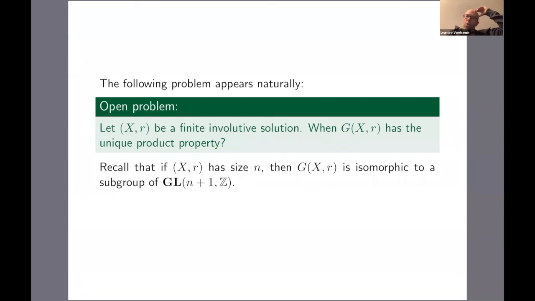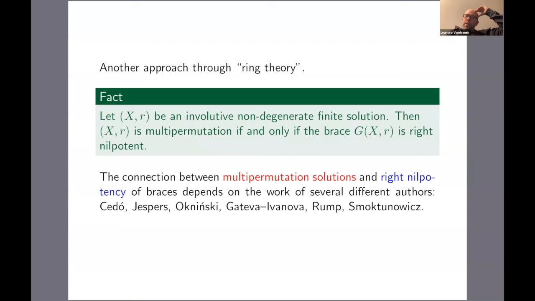Very good. So this thing of having multi-permutation solutions is quite rich, not only because you can use group theory, you can also use ring theory. I will just mention this very quickly. If you have an involutive non-degenerate finite solution, then you can prove that your solution is going to be multi-permutation if and only if the brace that you have over the structure group is, say, nilpotent, right? Nilpotent here is a little bit sloppy. The right notion is right nilpotent, okay?